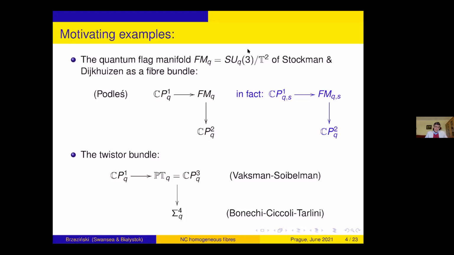Another example is the twistor bundle. Again, the fiber is CP^1_q, the standard Podleś sphere, and the total space is the quantum twistor space, or CP^3_q. It turns out that as a base manifold, we get a quantum four-sphere, but there are various quantum four-spheres, and this is the deformation defined by Bonechi, Ciccoli, and Tarlini. Okay, so these are the motivating examples that we wanted to study. And as you will see, the whole algebraic machinery that we built really stems from these examples.